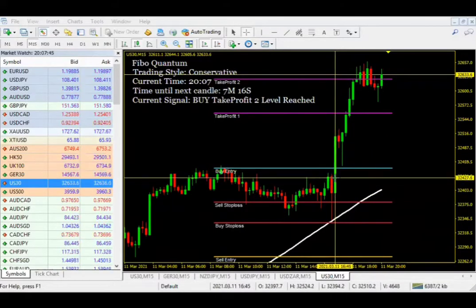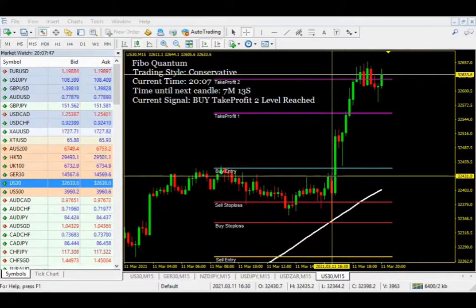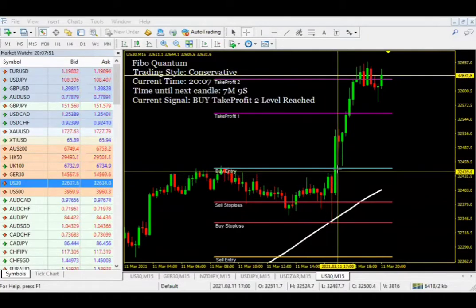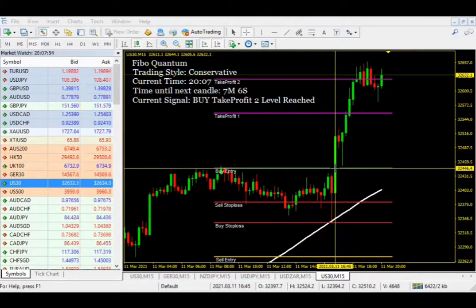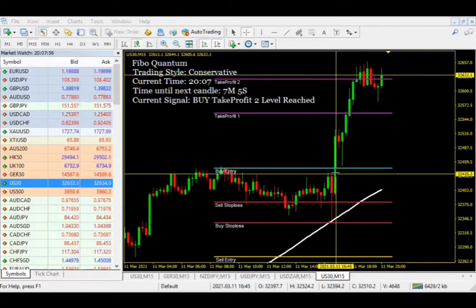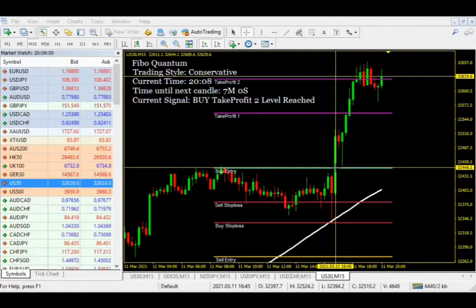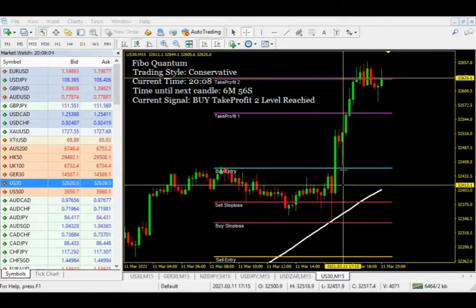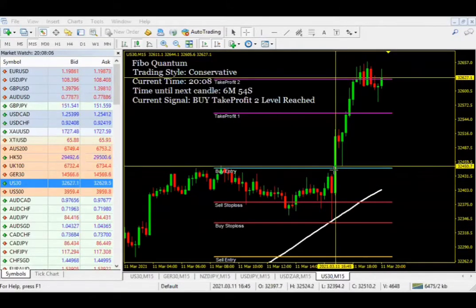Okay, so now the US 30. As you can see from this point, the market opened here, on this candle here, and then it only broke through there. So that's where we entered the trade. When this candle pierced through the buy level, that's where we put the buy. Then we put our stop loss down there, and we put our take profit there.